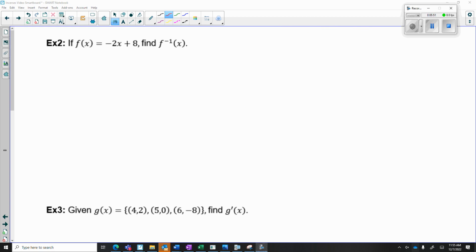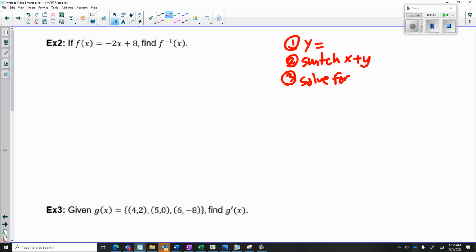Now I want you to pause this video for a second and see if you can try this one. So remember, step 1 is going to be rewrite it as y equals. Step 2, switch x and y. And step 3 is solve for y. So take a minute and try it.